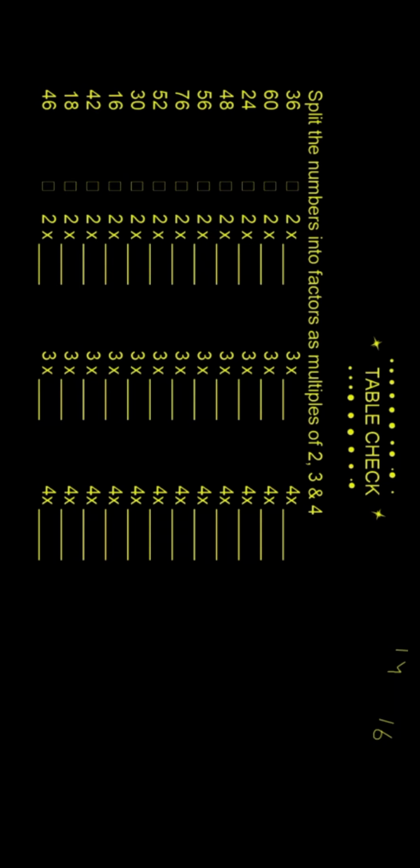We know the table of 2, so we need to split the numbers into factors. 2 times what gives me 36? It comes in the table of, correct, 18. Is it divisible by 3? Yes, that's the table of 12 as well. 3 times 12. 4, yes, we know 4 times 9 is 36.